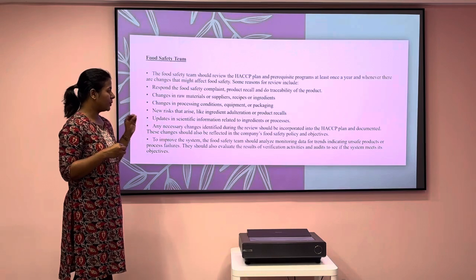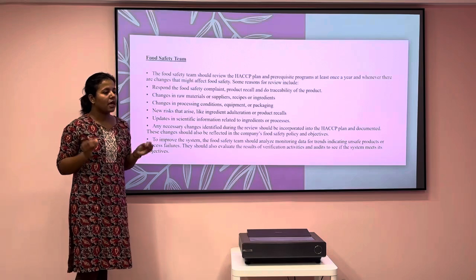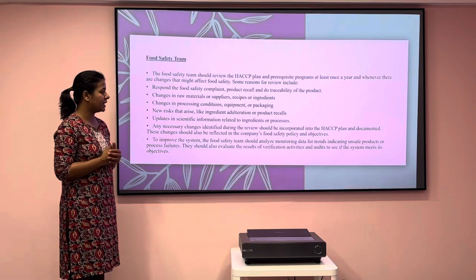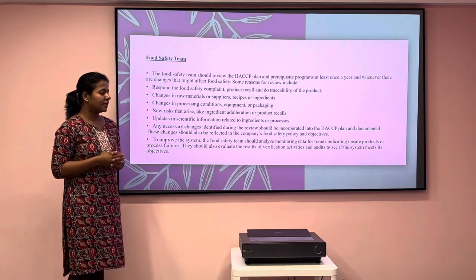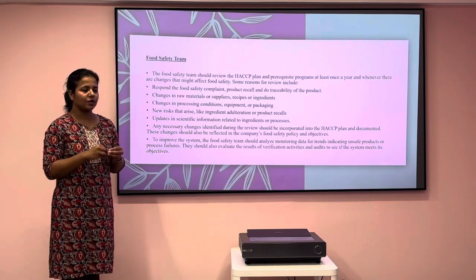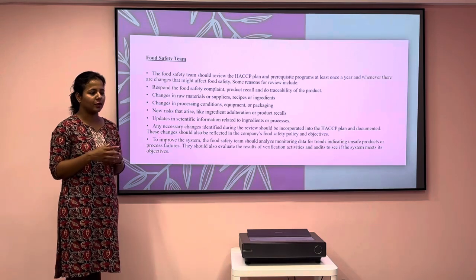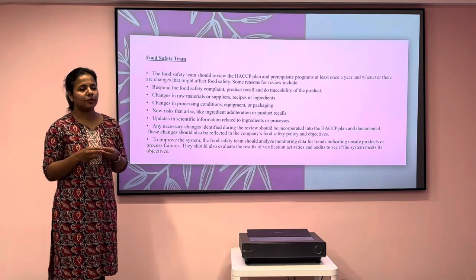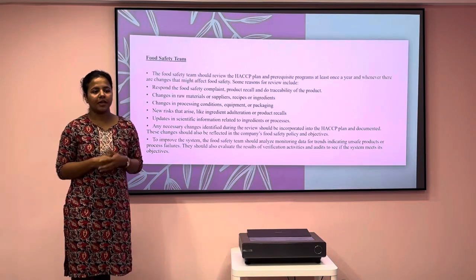Like that, we need to improve and ensure food safety. We need to maintain a food safety team in our organization. Okay, to improve the system, the food safety team should analyze and monitor the data trends indicating unsafe product or process failure. They should evaluate and verify the results and document that, and by the next audit or next batch, they need to recover. They need to continuously improve and maintain and ensure food safety. Okay, thank you.